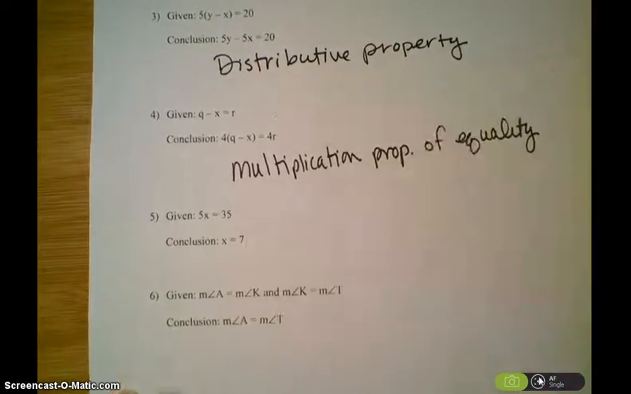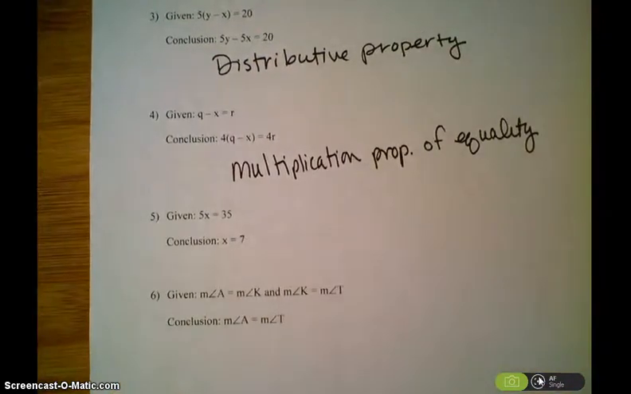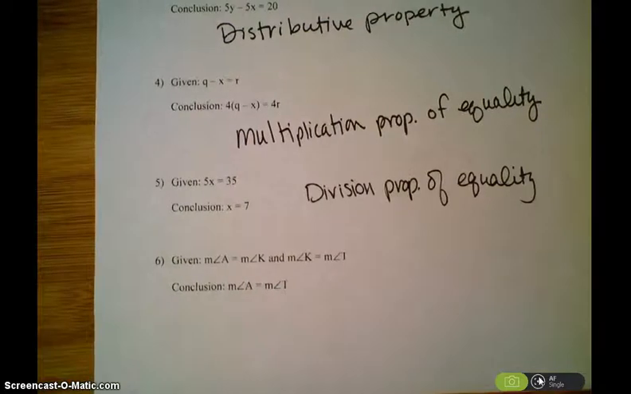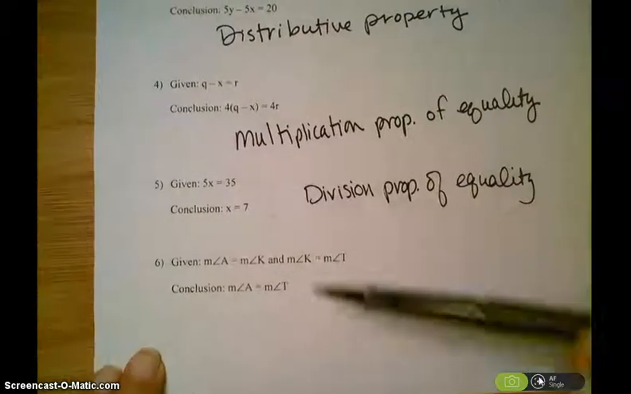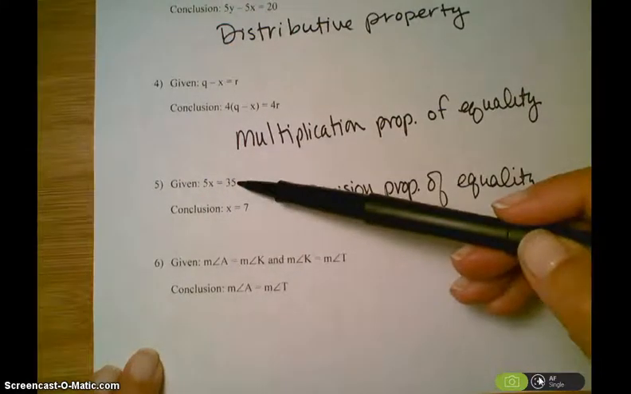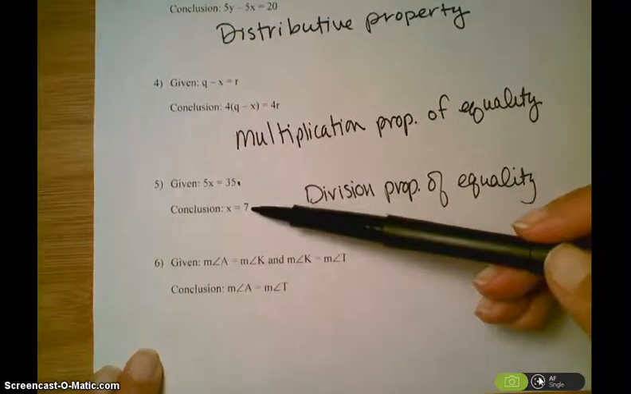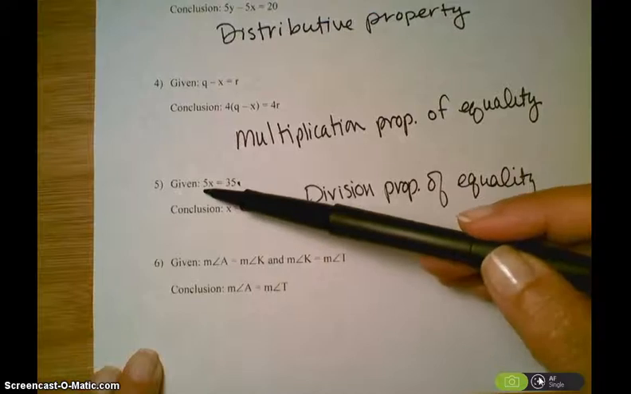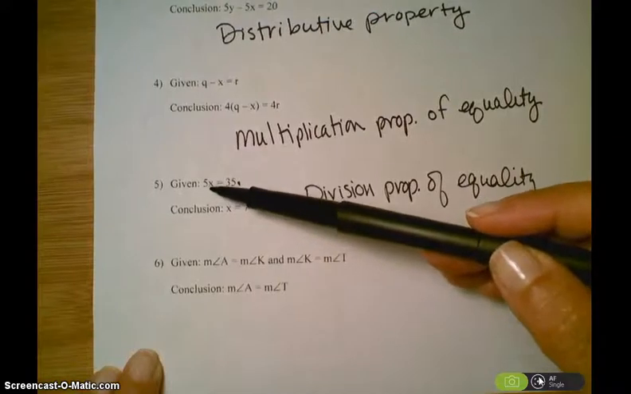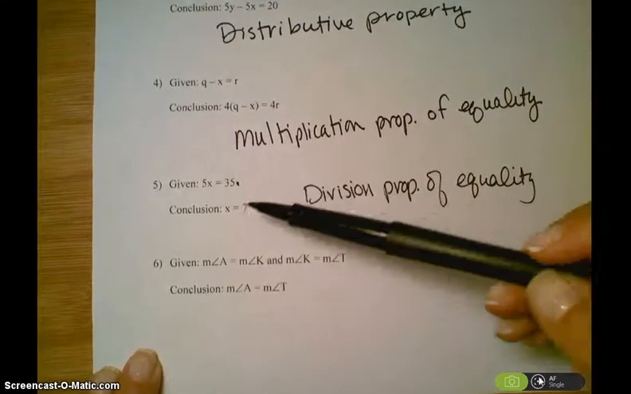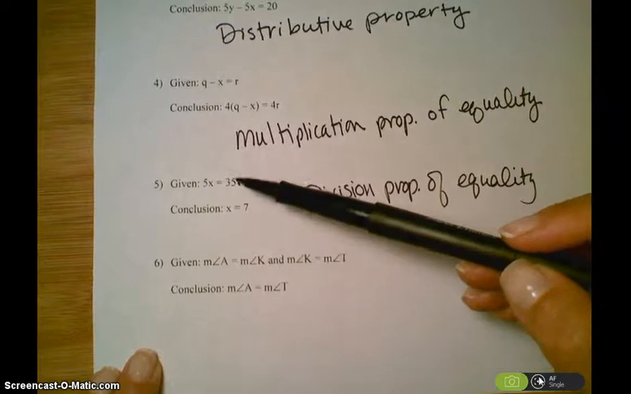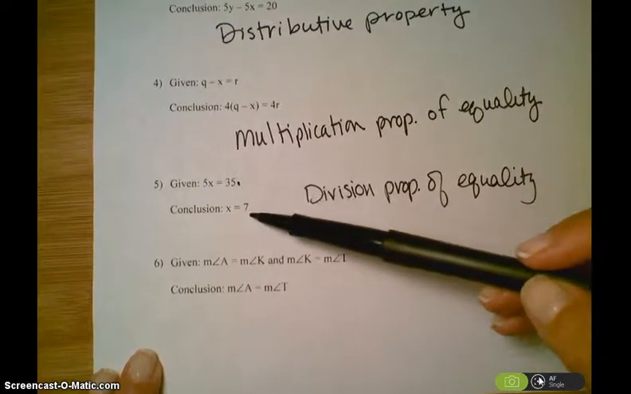Okay, and number 5. What happened? Did you get number 5? Division property of equality. And so you'll see that to get from the original statement to the conclusion, what changed? The 5 went away and it was being multiplied. How do you get rid of multiplication? You divide. And so 35 divided by 5 will get you 7.